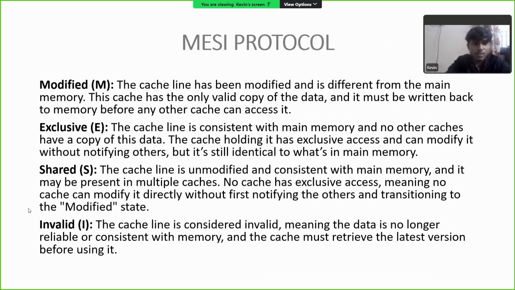What modified stands for is that the data is first read from the main memory and then modified in the cache memory, so the cache memory data will be different from the main memory. In exclusive, the main memory data and the cache memory data will be the same, but the data will not be in any other cache memories of any other cores. In shared, the data will be the same in the main memory and the cache memory, but the data will be present in many cores' cache memories. And invalid is when the data is inconsistent with the main memory.